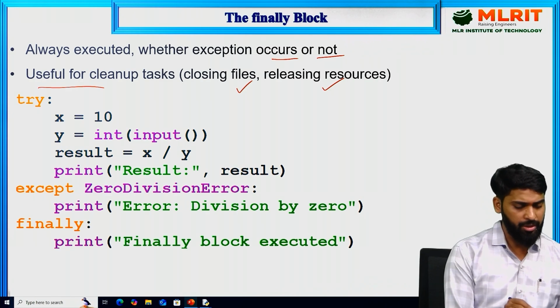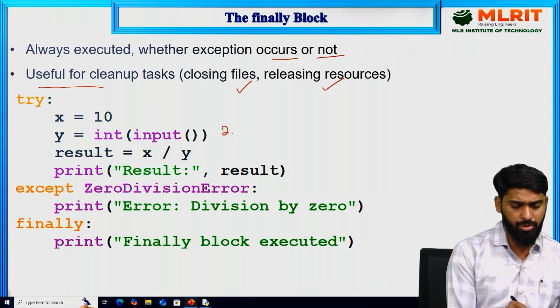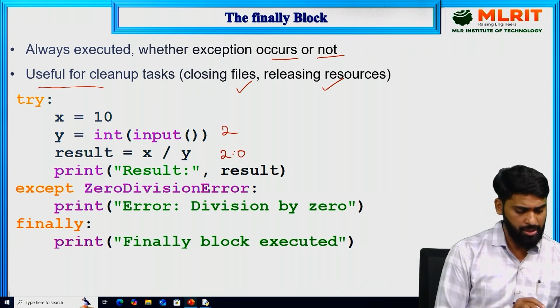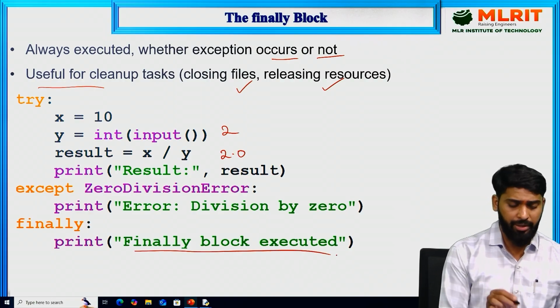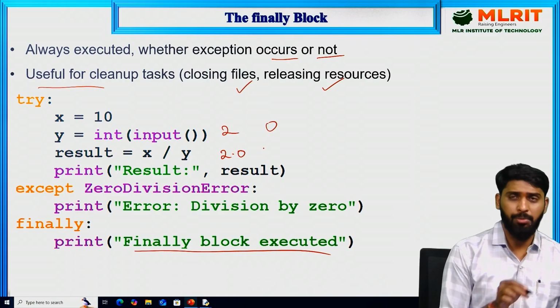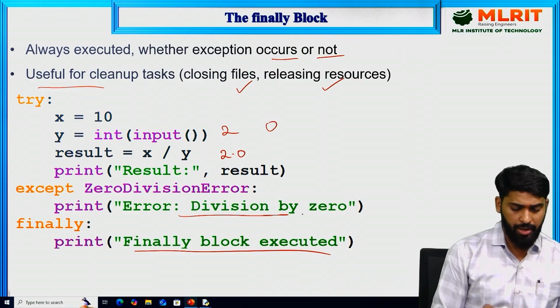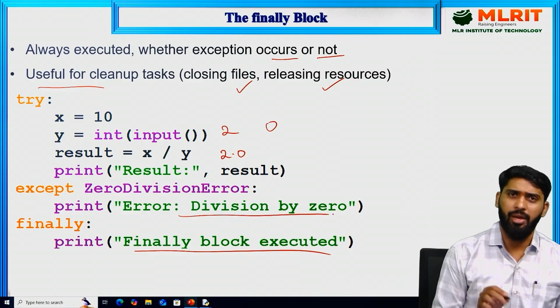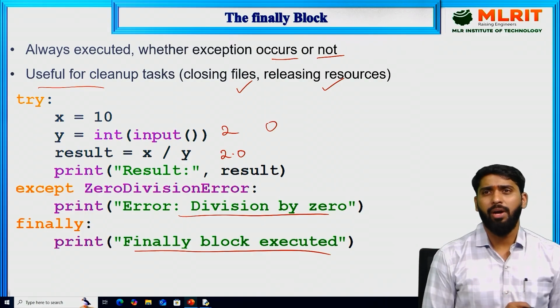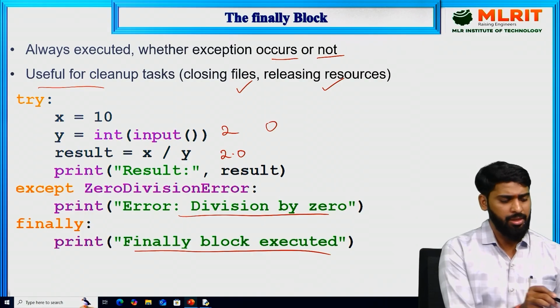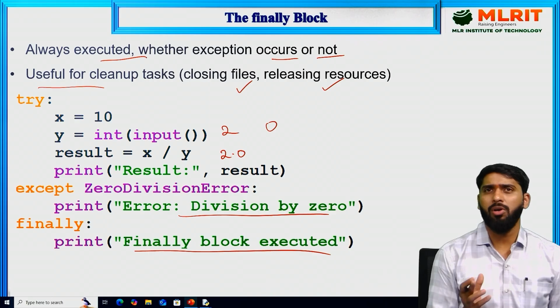Here we are reading the y value. For example, if the y value is 2, then 2.0 is the result and we print finally block executed. If I enter 0, then the exception is raised and it prints error, division by 0. After this, it again prints finally block executed. So that means the finally block is always executed whether an exception occurs or not.